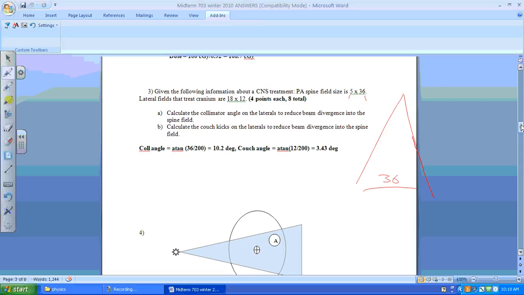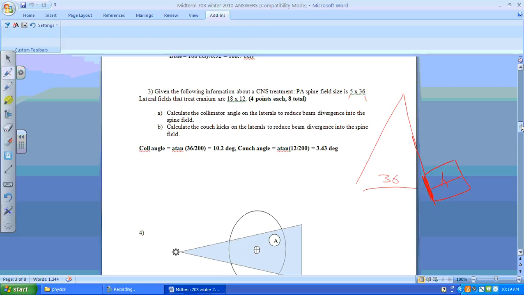So the angle is this angle right here. Here's the collimator. So the angle that we're looking for is this angle right here. So it's going to depend on this angle. So it's arctan of 36 divided by 200. The couch kicks will depend on the divergence of this field right here. Okay, so you need to know this dimension.